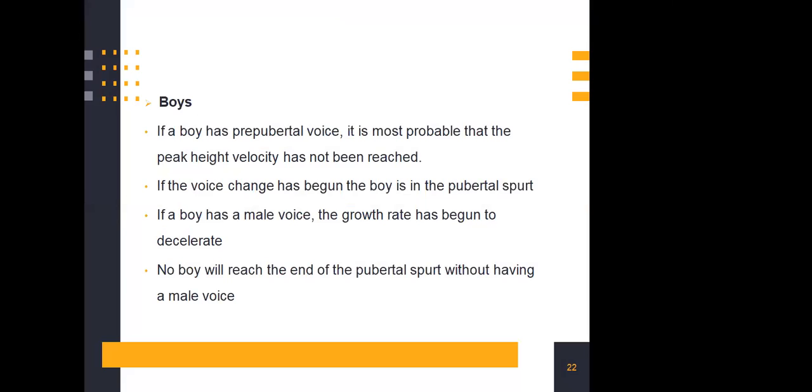Similarly, in boys, if a boy has a prepubertal voice, it is most probable that the peak height velocity has not been reached. If the voice change has begun, the boy is in the pubertal spurt, and if the boy has a male voice, the growth rate has begun to decelerate. And no boy will reach the end of the pubertal spurt without having a male voice.